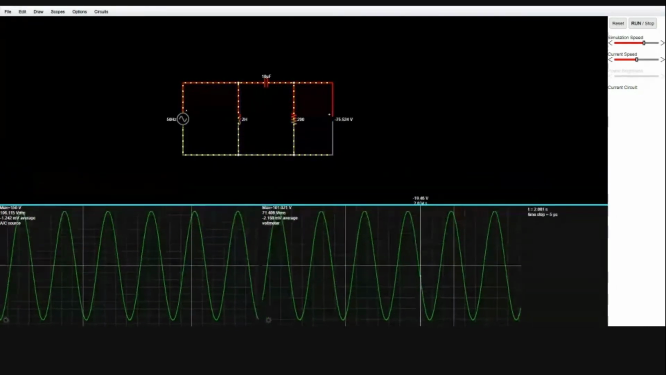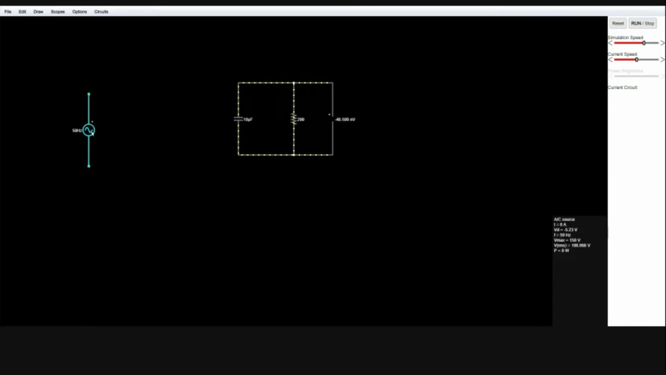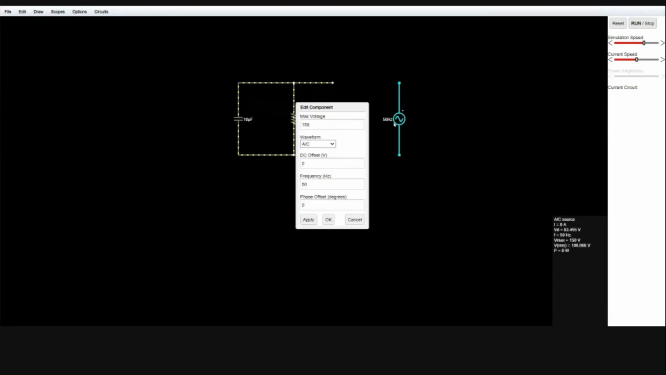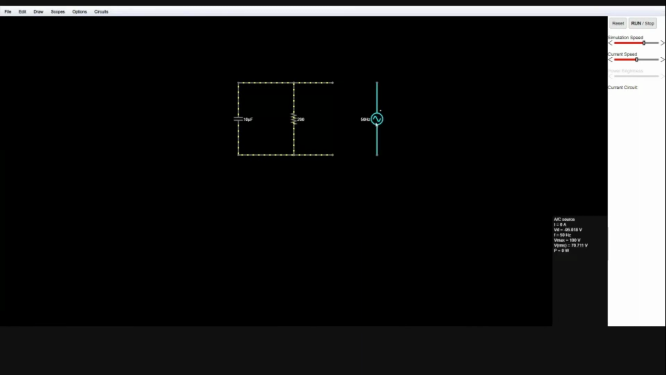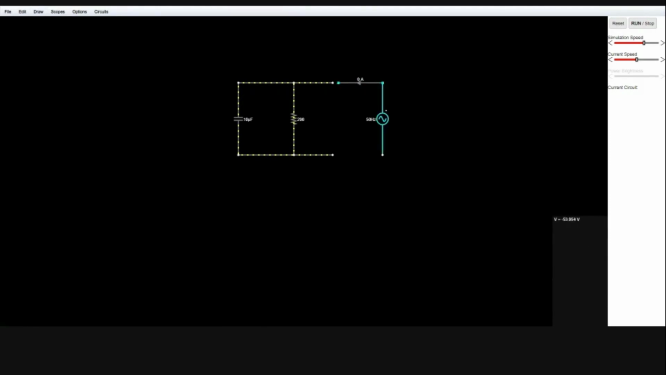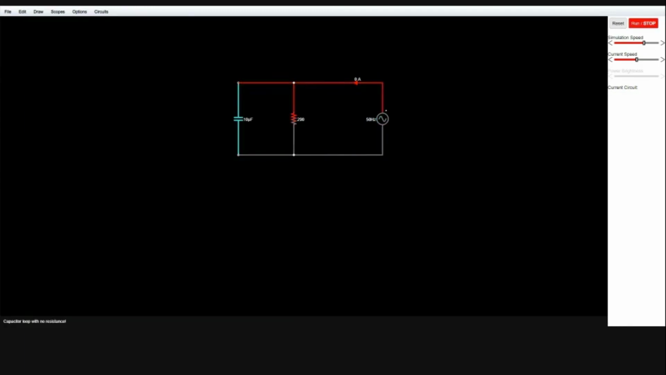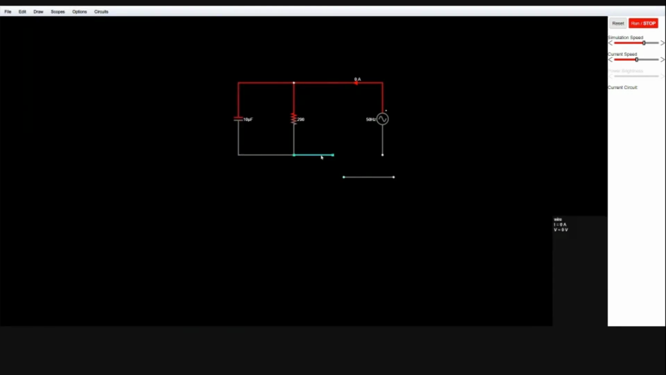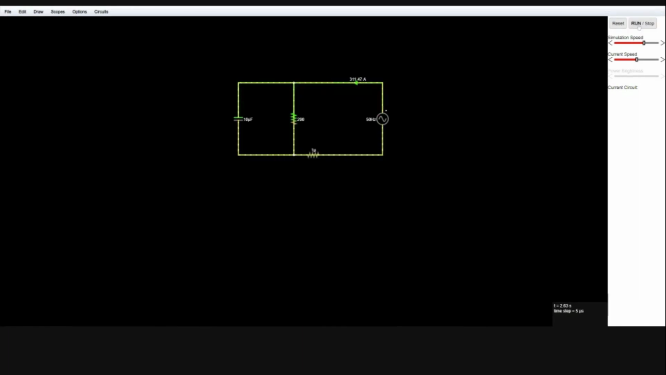Okay. Now the second part. Now I am required to give an I test, right? V test, sorry. The max value of V test should be 100 volt. Okay. Now when I connect, oh, I need an ammeter also, right? Okay. It says capacitor loop with no resistance. It will not give you anything. Here you will have to add a small resistance. Now it is running.